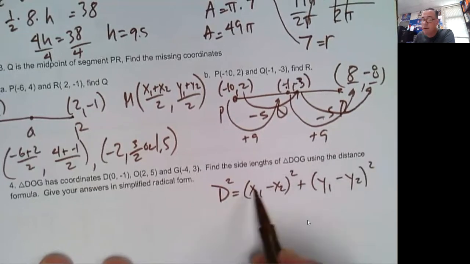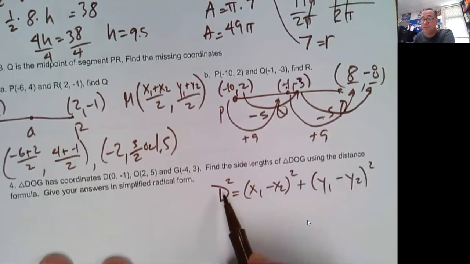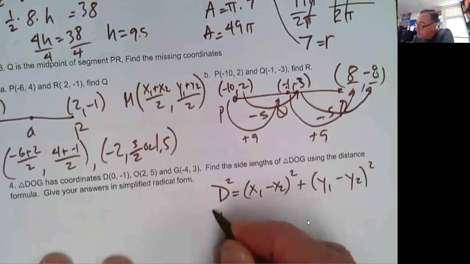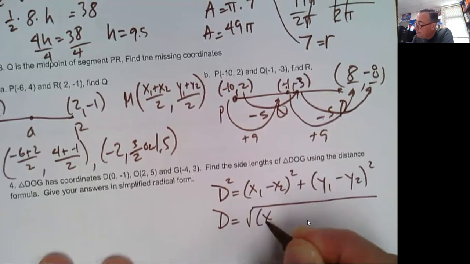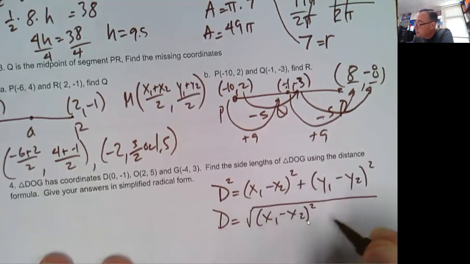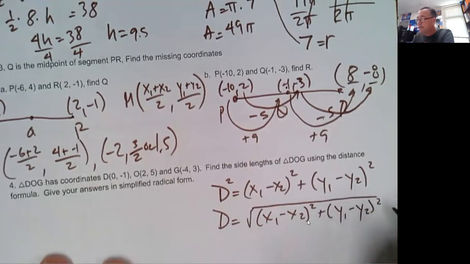So this is like a squared, b squared, and c squared. And so ultimately the way they're going to give you the distance formula is with the square root all over that, x1 minus x2 squared plus y1 minus y2 squared.